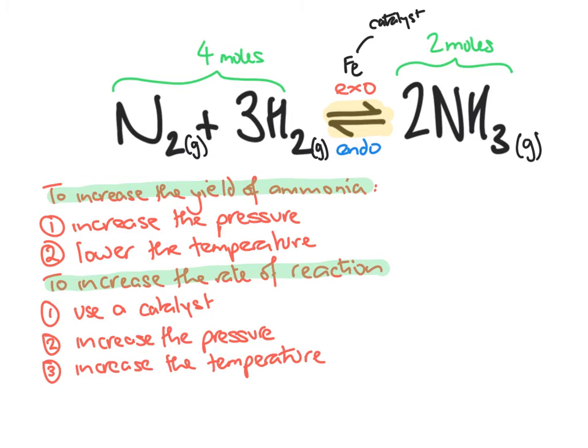The only other thing that we've done is to use a catalyst. And the important thing to remember about a catalyst is that a catalyst does not affect the position of equilibrium. It only affects how quickly we reach equilibrium.